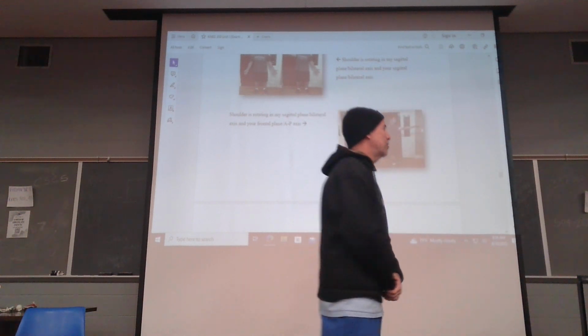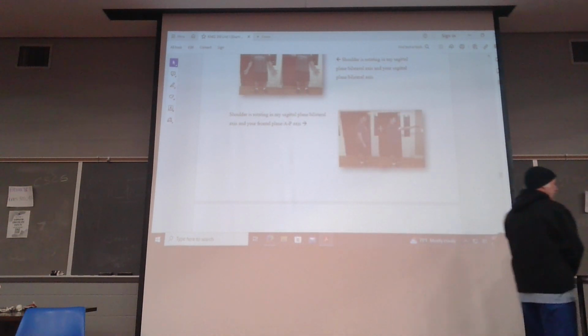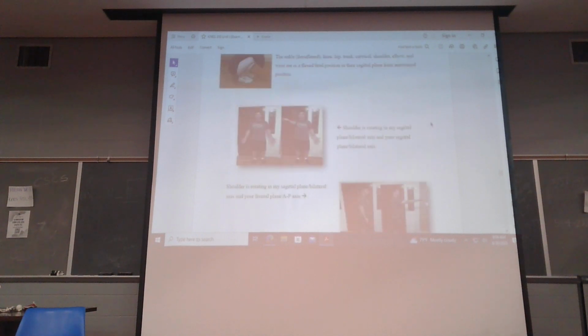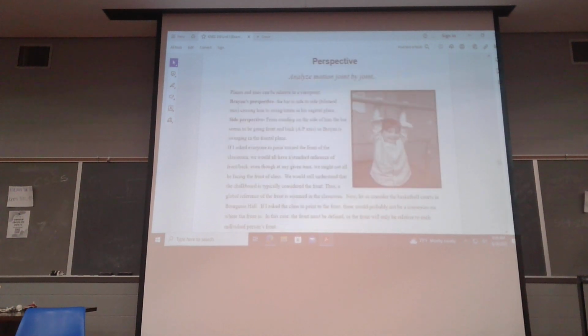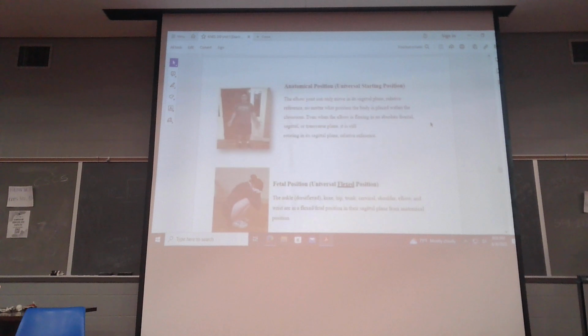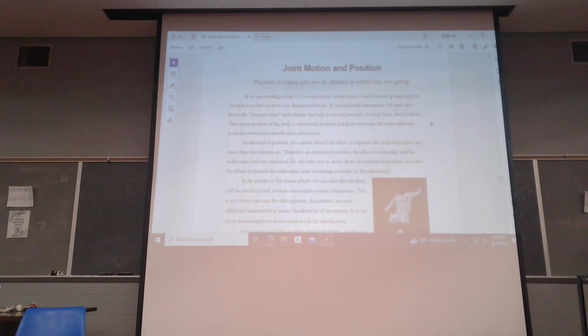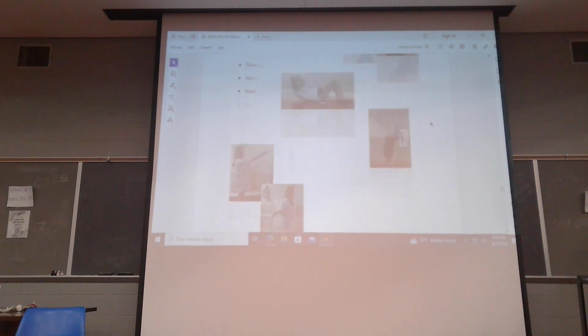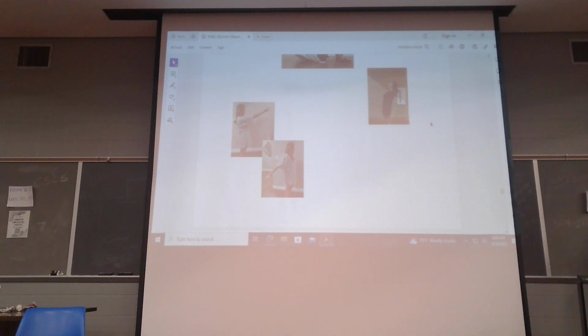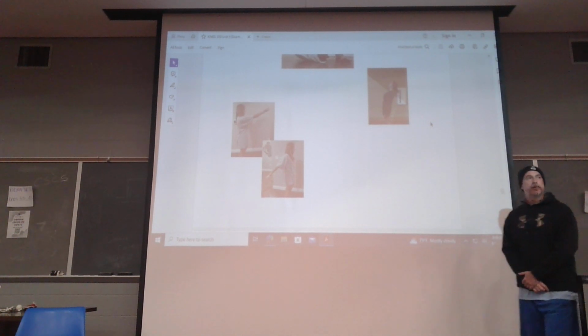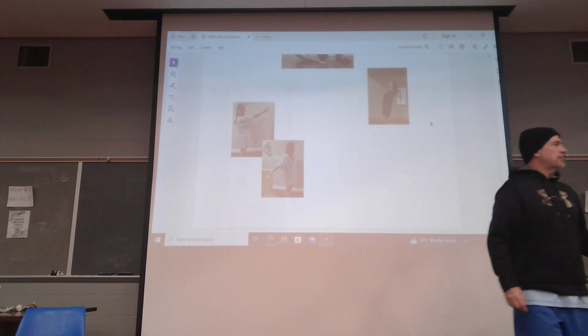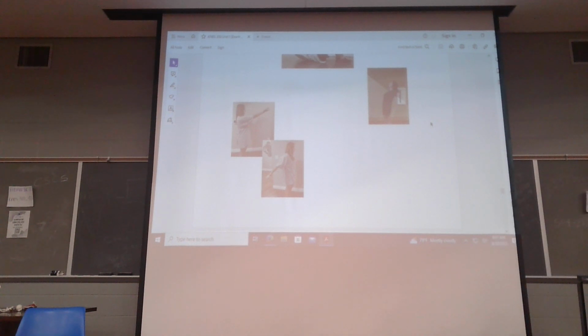Okay? So, the next way we can infer motion, we don't have to have a before and after, we can just have a fixed photo. But if we just have a fixed photo, we have to give it purpose. So how do we give something purpose? Anatomical.